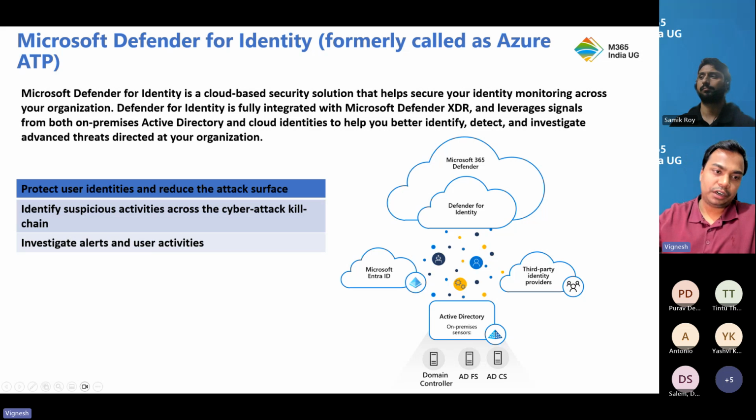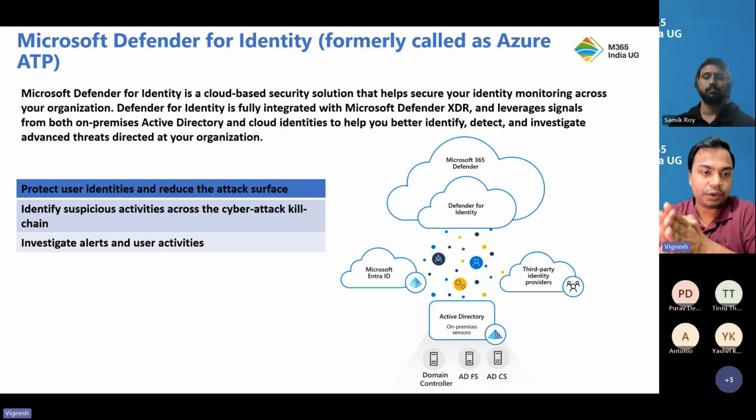Now, what does your Microsoft Defender for Identity do? It's a cloud-based security solution that's going to help take care of all your identities, to secure our identities. And how does it do it? It basically leverages the signals from both your on-premises Active Directory and cloud identities, and it's going to help you to better identify, detect, and investigate advanced threats. So what I'm trying to say here is, with Defender for Identity, you are not just taking care of your cloud identities alone. It is also capable of taking care of your on-prem identities.